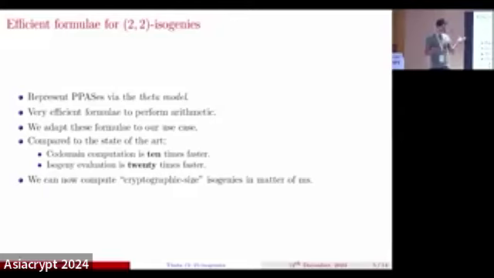And then, adapting these formulae to our use case, we obtained that compared to the state of the art, the codomain computation is actually 10 times faster than the strategy that I showed you before, and the isogeny evaluation is actually 20 times faster than what we had before. What's the overall result that we have at the moment? Now we can compute cryptographic size isogenies in a matter of milliseconds.